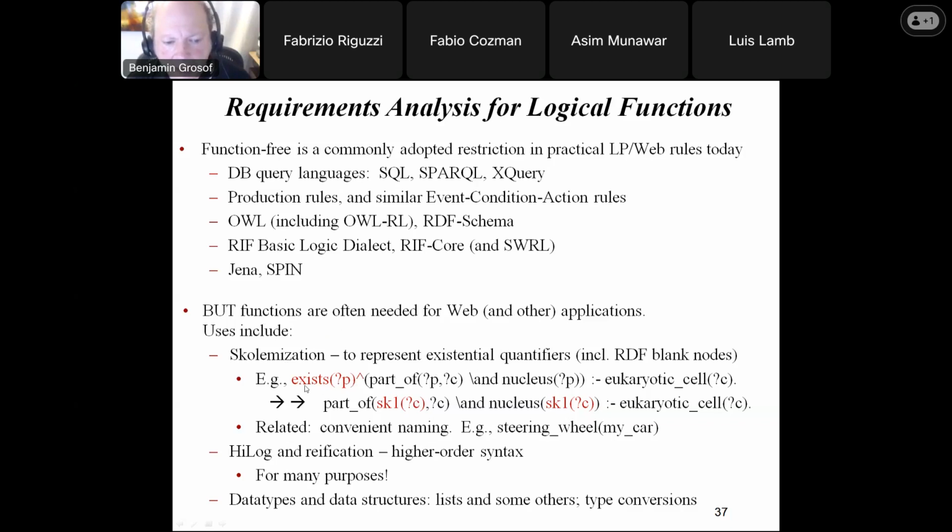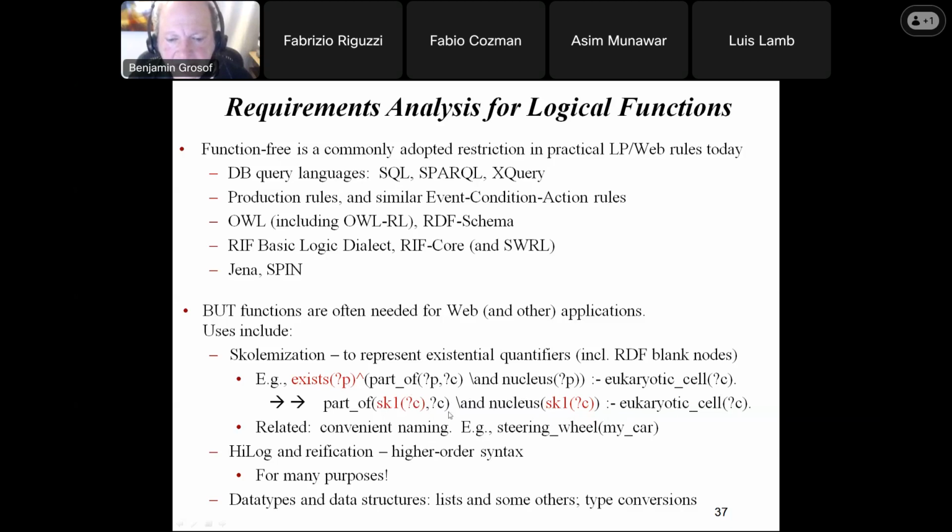So here's an example. We might say that there exists a P such that P is a part of C and P is a nucleus if C is a eukaryotic cell. In other words, if C is a eukaryotic cell, then it has a nucleus. A nucleus exists for it as a part of it. And we often want to rewrite the rule with skolemization to look like this: if C is a eukaryotic cell, then there is an object, a skolem term, with a newly introduced skolem function applied to C that is a part of C, and that skolem term is a nucleus.